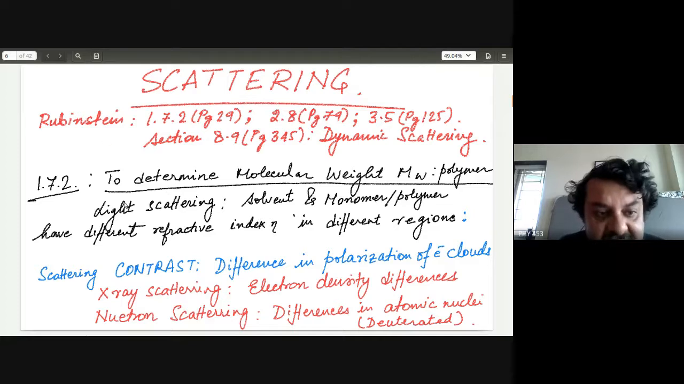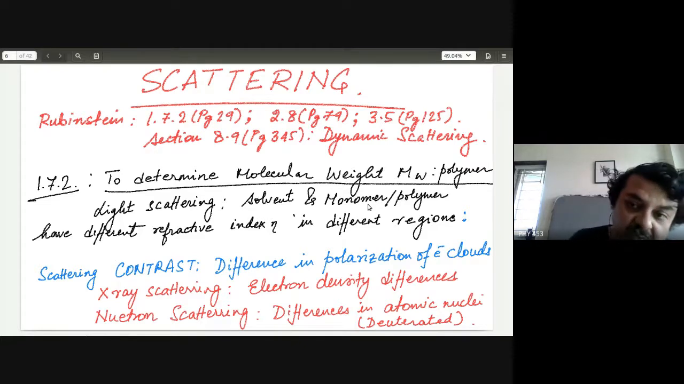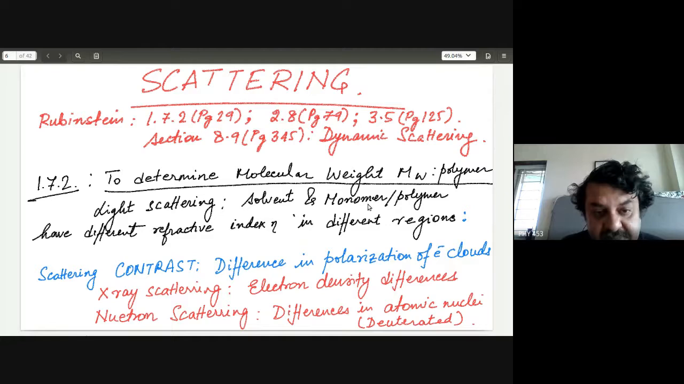Okay, so we shall be discussing light scattering, and we shall start with the dilute polymer chain, where you have a solvent and the monomers of the polymers are dispersed in the solvent. The key idea that shall be used to understand scattering, or to measure the properties of the polymer, is that the background solvent and the polymers have different refractive indices in the different regions from where light is scattered. The monomers have a different refractive index, right?